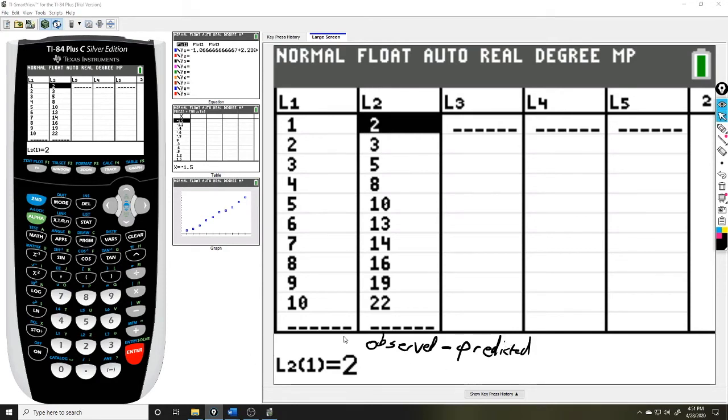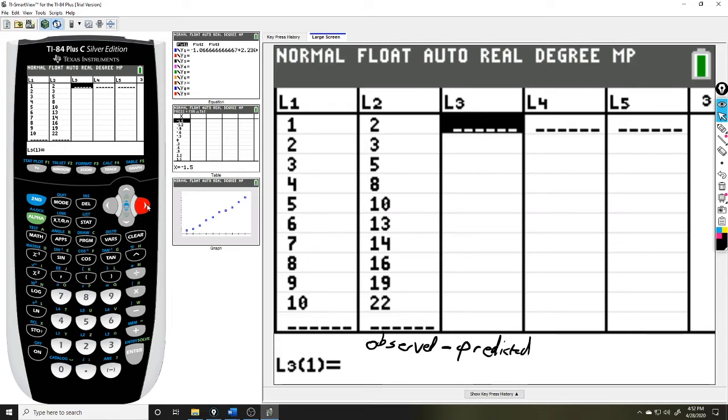Observed minus predicted. Well, the observed y values are right here. Here's the y values that we observed and got the data points for. So this is my observed. I already have it. For my predicted, what do I do to get the predicted values? Don't memorize a bunch of button presses to do this, or you're going to forget it every time. Think about what is happening in the equation. How do we get predicted? Well, we get predicted with the equation of the line.